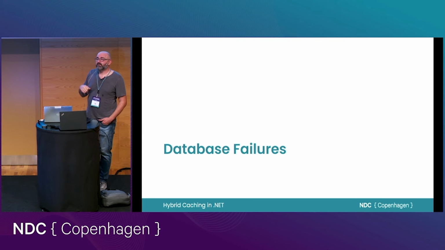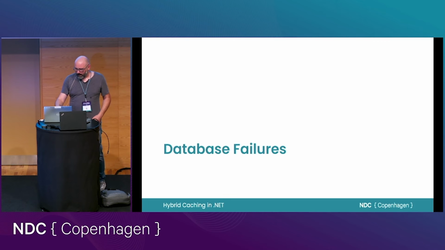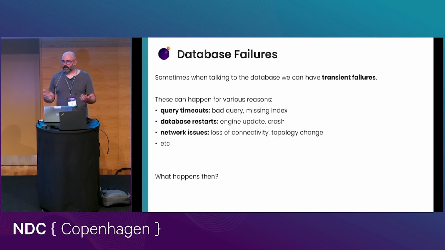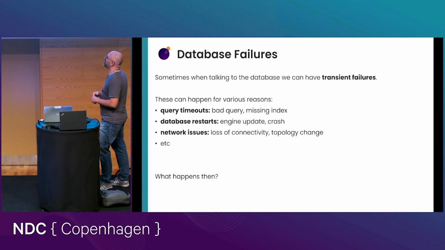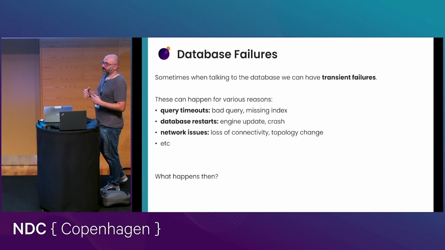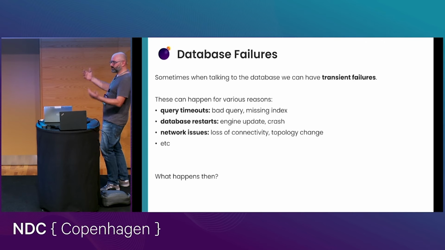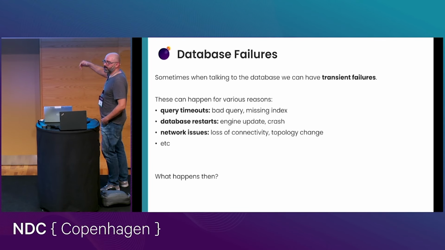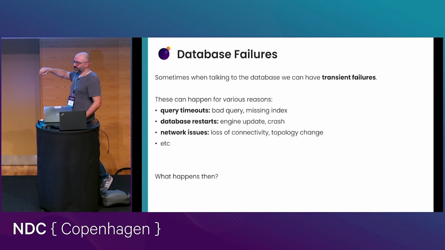Okay, so we reduced the number of database calls, but still, sometimes things go south. So what happens when there's a database failure? Well, it can happen for different reasons. It can be a query timeout, because maybe we made a bad query. It happens. We've all been there. Or maybe the query is good, but there's a missing index, so it will be super slow and hit the timeout of the database. Or maybe there's a database restart, because of an engine update or a crash. Or maybe the database is good, the query is good, we did our job well, there's the index, but we have a network connectivity issue. It's a distributed system, a distributed component, so things can go south.